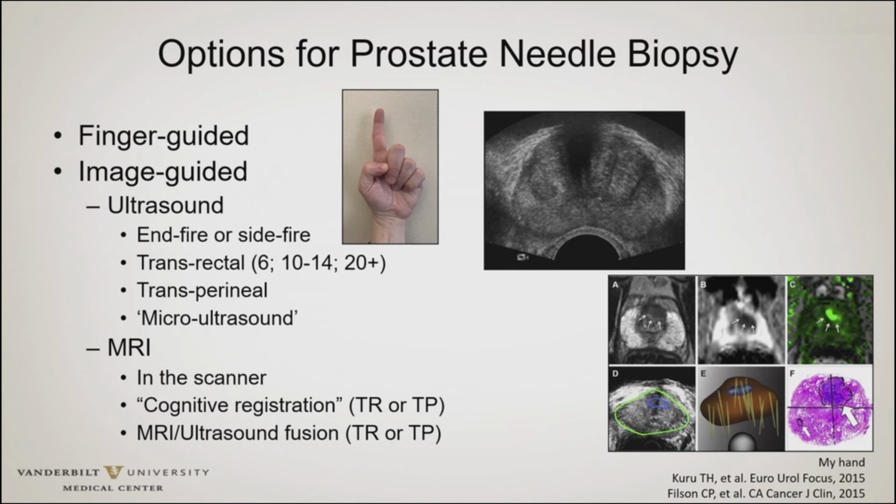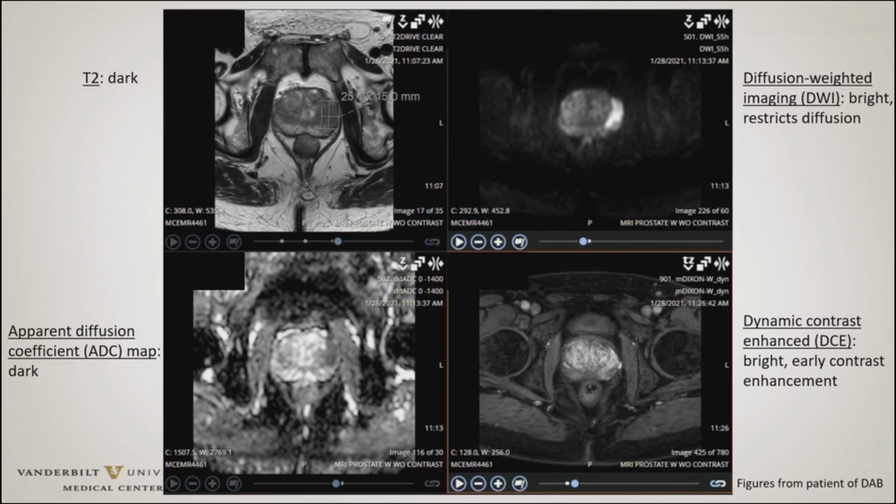And as you know, MRI-guided biopsies can be done in the scanner. Those are not particularly common. Or they can be done as standard office or surgery center-based transrectal or transperineal biopsies, either using cognitive fusion, meaning you look at the MRI, then look at the active ultrasound and aim for the lesion you've seen on the MRI, or by MRI-ultrasound fusion using specific software.